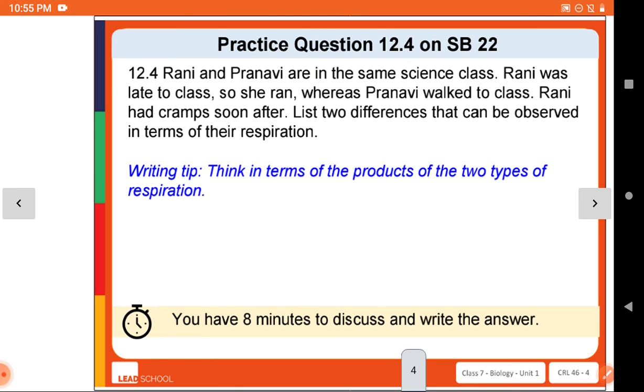Our last practice question is on your SB22, question 12.4. A situation is given. Rani and Parnavi are in the same science class. Rani was late to class, so she ran, whereas Parnavi walked to class. Rani had a cramp soon after. List two differences that can be observed in terms of their respiration.